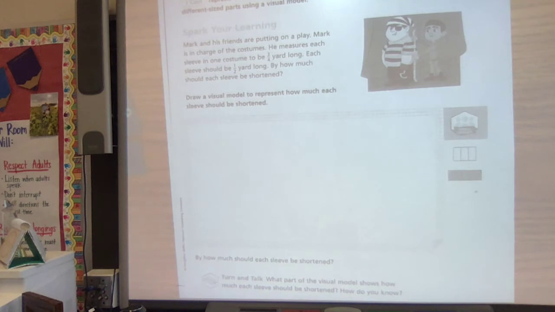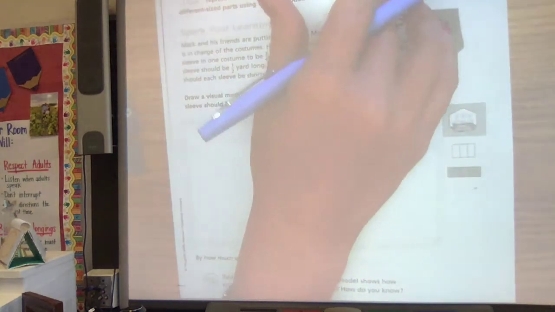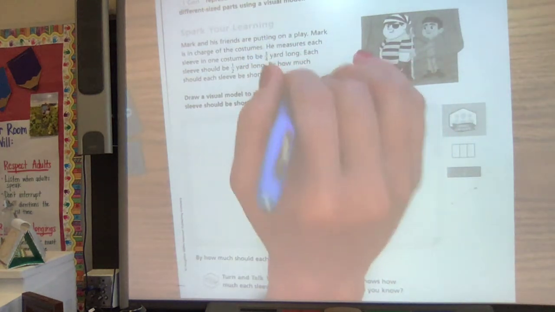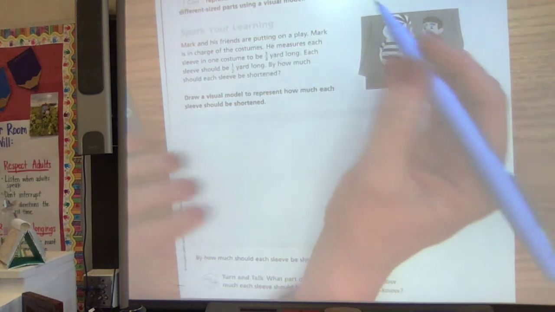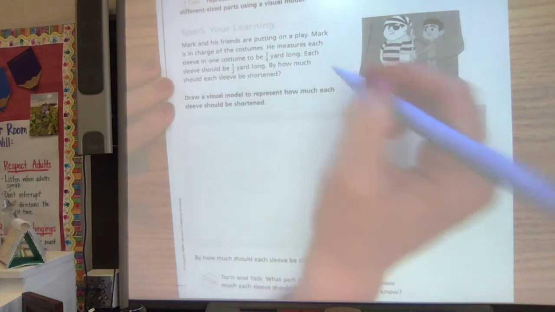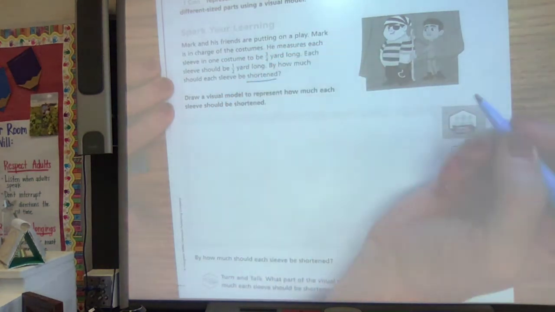Alright, Mark and his friends are putting on a play. This is page 137 in your book. Mark is in charge of the costumes. He measures each sleeve in one costume to be 3/4 yard long. Each sleeve should be a 1/2 yard long. By how much should each sleeve be shortened?